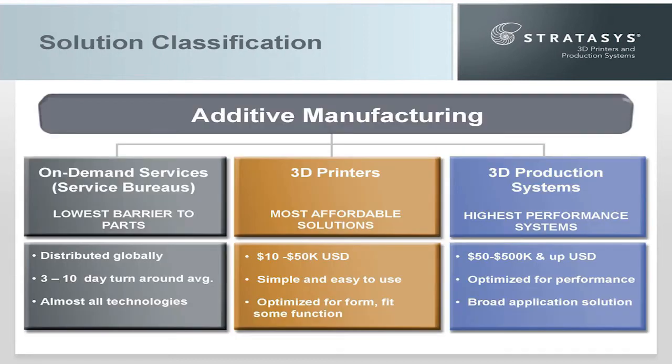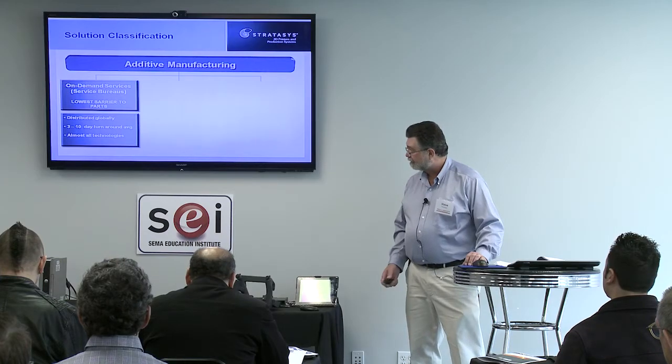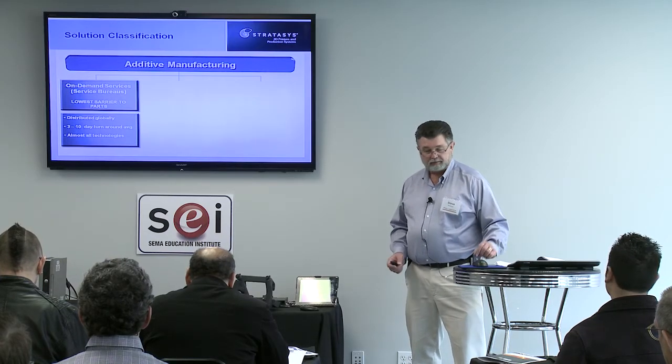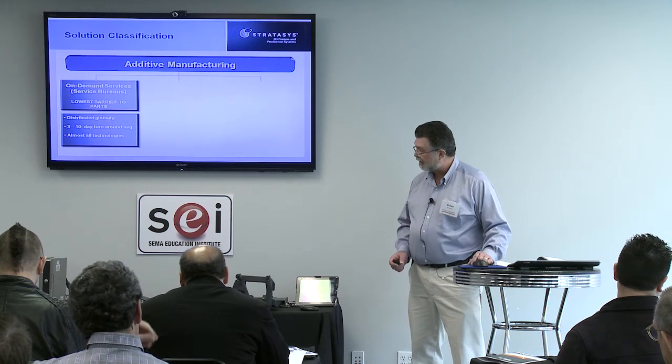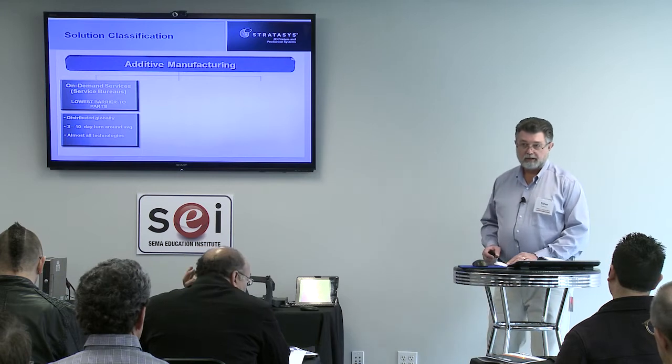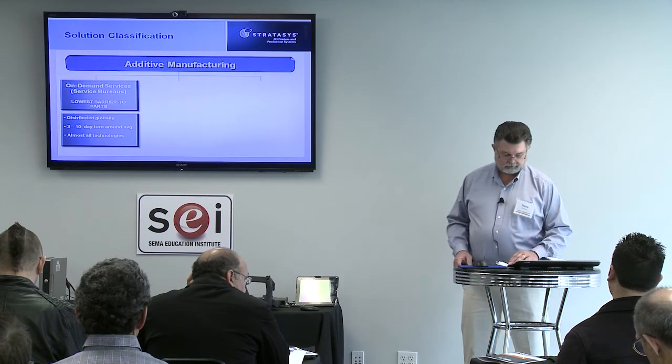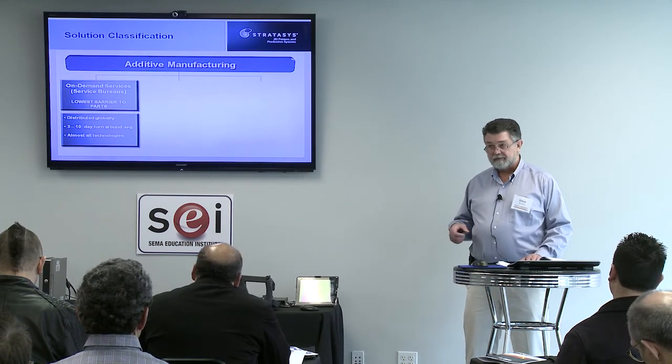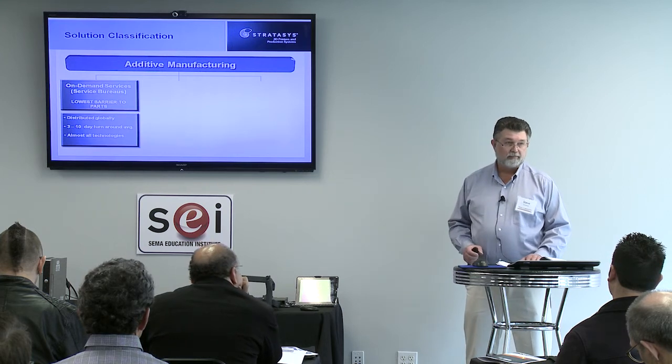Solution classes here, for your additive manufacturing parts. On-demand services would be a service bureau, such as Redeye or Forecast 3D that we see out here. They distribute globally. They're usually somewhere in the neighborhood of a 3 to 10 day turnaround average. They offer all technologies usually and all materials out there. Least expensive, probably, to get a prototype part.